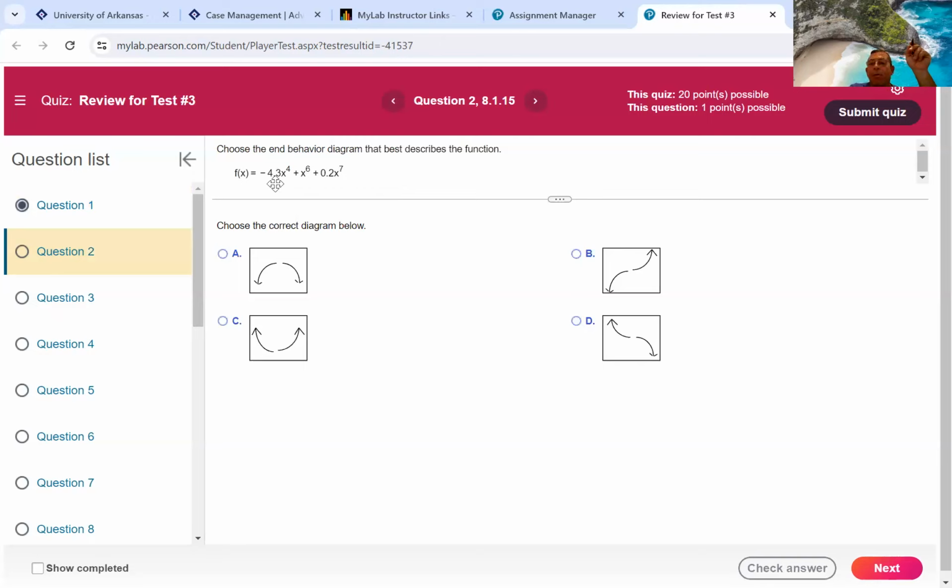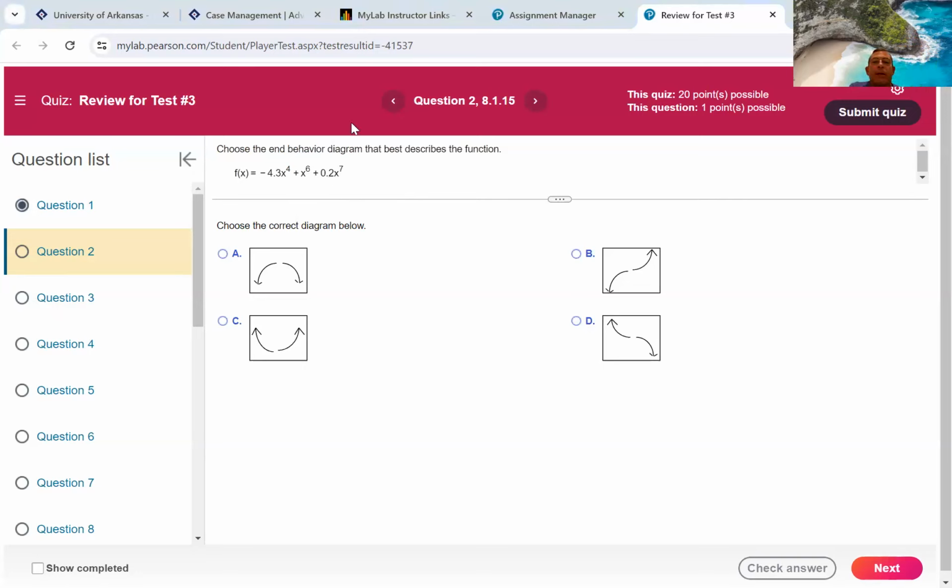same thing, negative 4.3 x to the 4th plus x to the 6th plus 0.2 x to the 7th. So the degree is the term with the highest exponent. So y'all, that's going to be that 7. This one's just out of order. So the 7 is odd. The lead coefficient is going to be the 0.2. Remember, the lead coefficient is always in front of the variable with the highest exponent.